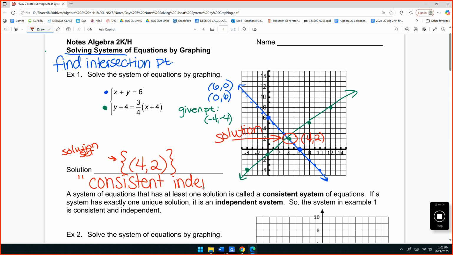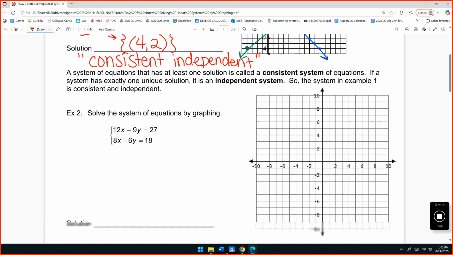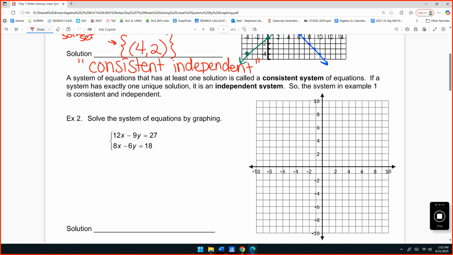I mean, we didn't talk about this, but those lines will never meet again, right? They met one time and, yep. Independent. Okay, so the solution set is new and the label is new. Okay? All right. Now let's do this again with number 2, example 2.